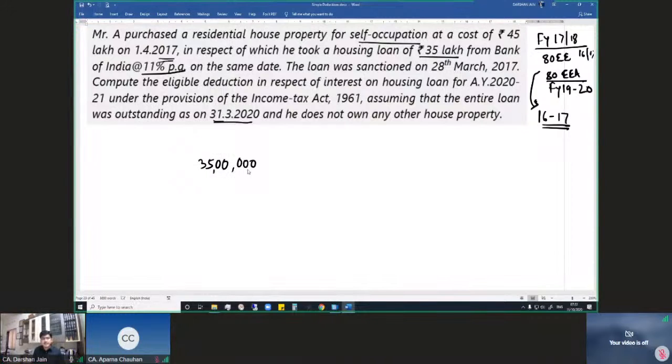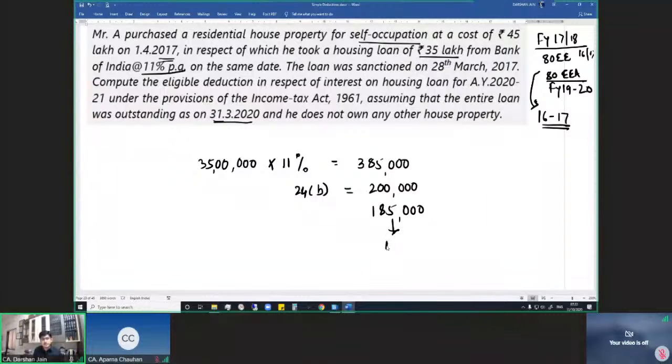So you've got 35 lakh rupees of loan at 11% interest. Therefore you understand that 3,85,000 rupees is what he has paid as interest. What he could claim maximum under section 24B is a maximum of 2 lakh rupees, since the loan is taken for acquisition of a house property. And now, you have got 1,85,000 rupees of excess interest. Out of this interest, you could claim 50,000 rupees under section 80EE.